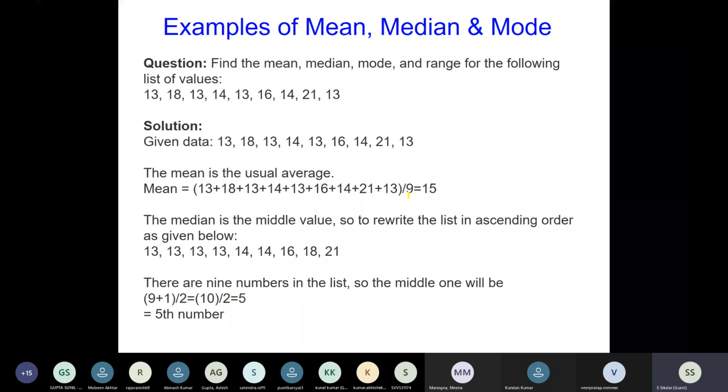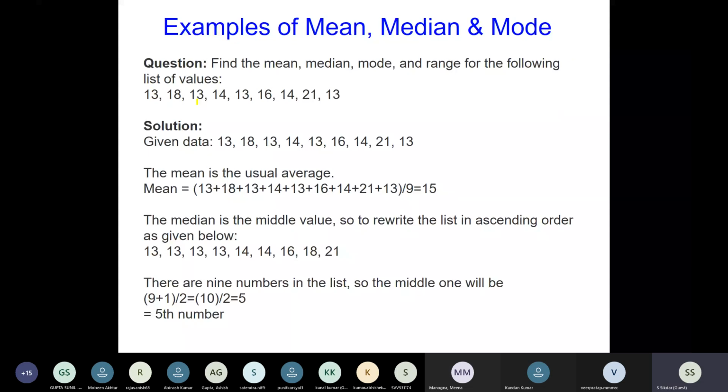Then you find it is 15. Here 9 is the total number of samples, so it is an odd number. 9 is an odd number, so the median is the middle value. First we have to order them. Here you can see they are in a haphazard manner: 13, then 18, then going down, then going up, again going down, going up, like that.